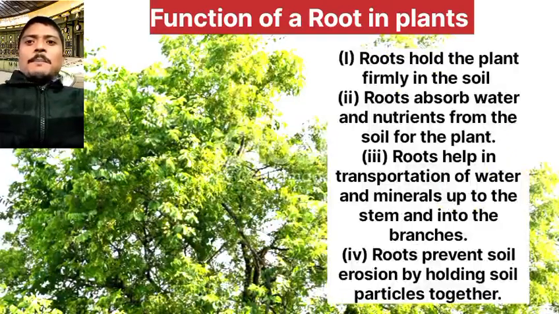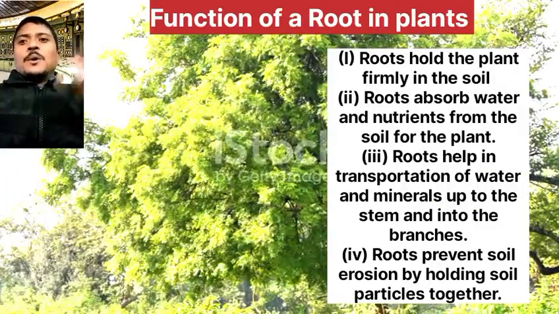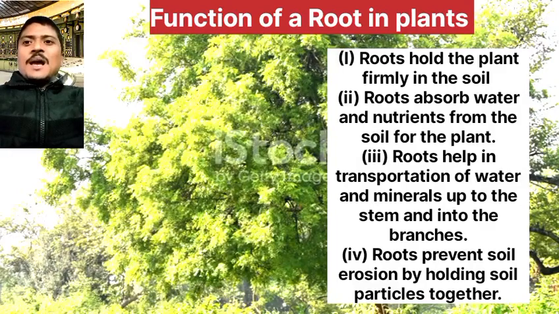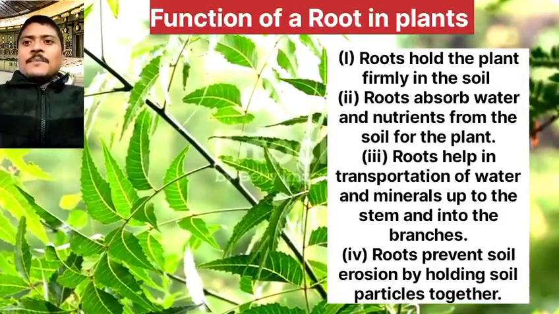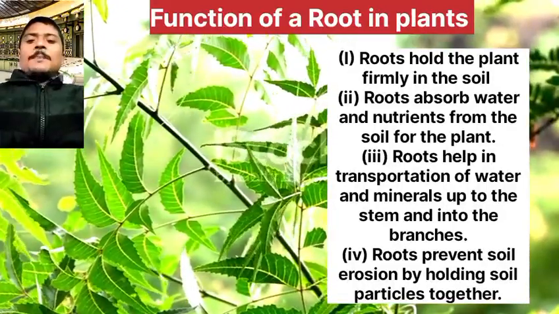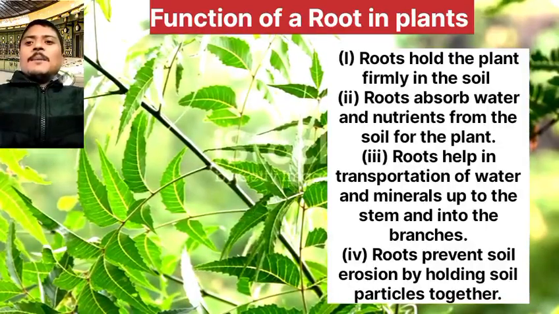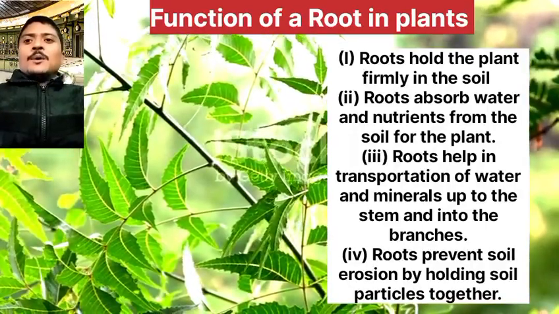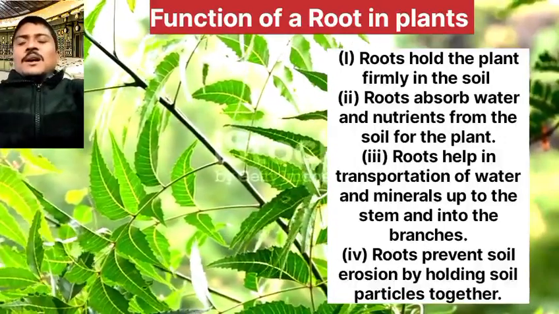The roots of a plant have four important functions. Number one, roots hold the plant firmly in the soil. Number two, roots absorb water and nutrients from the soil for the plant. Number three, roots help in transportation of water and minerals up to the stem and into the branches. Number four, roots prevent soil erosion by holding soil particles together.